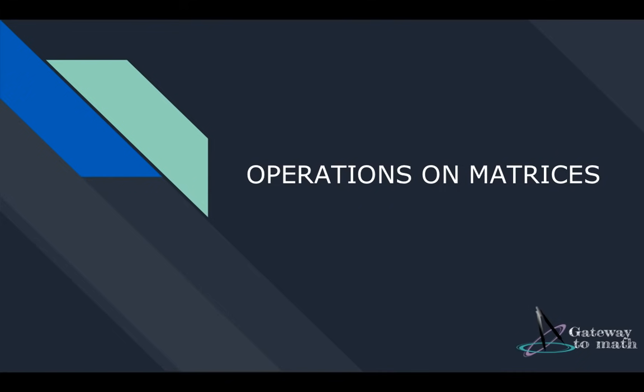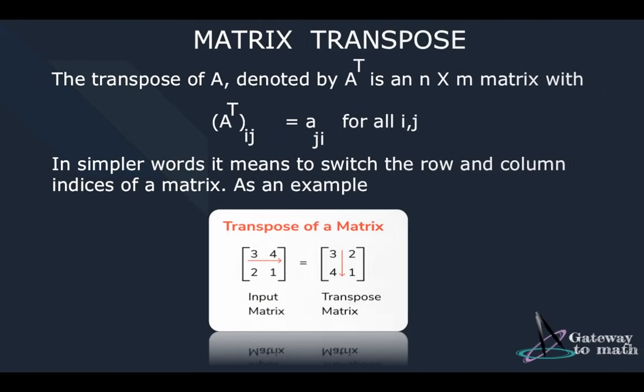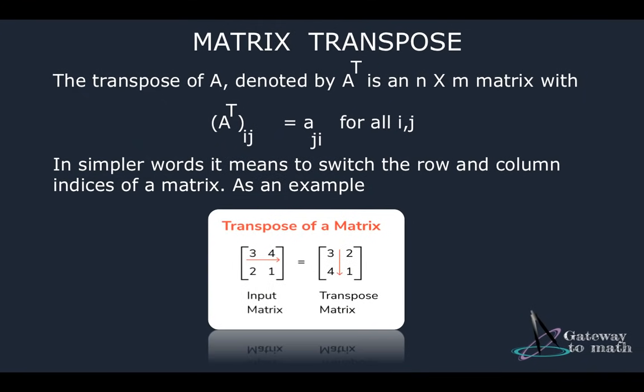We'll be continuing our discussion on matrices. The first one is matrix transpose. The transpose of a matrix A is denoted by A raised to the power of capital T. It is an n cross m matrix where we have switched the rows and columns.